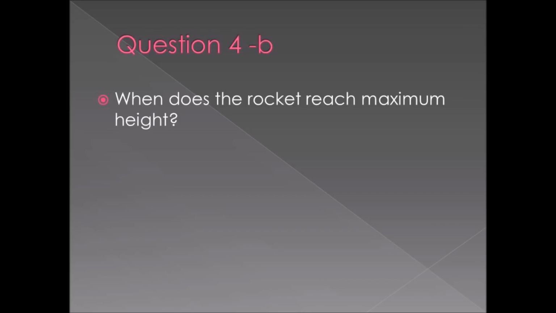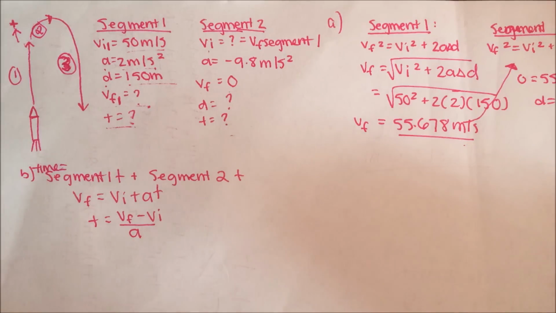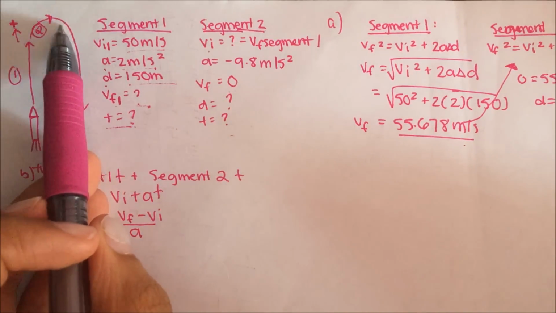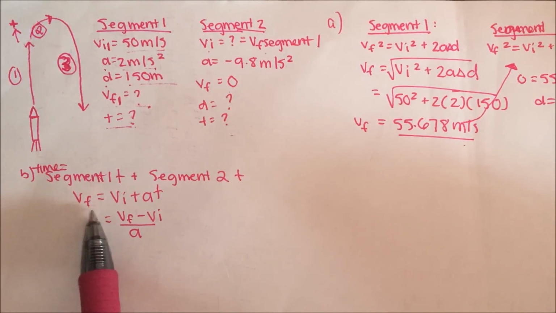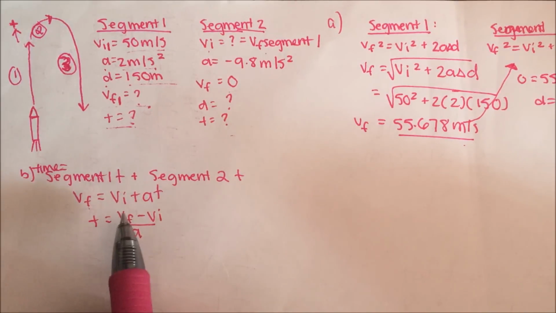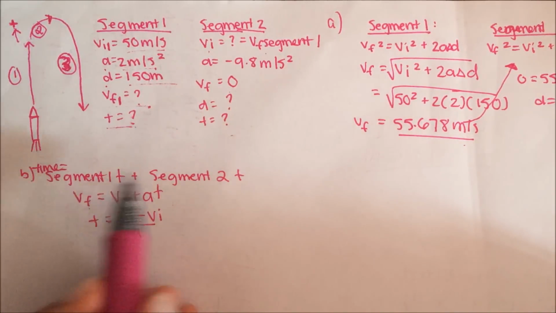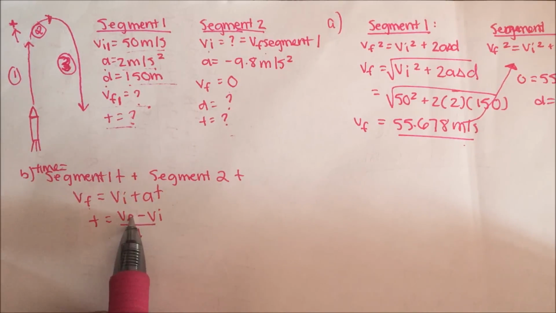Part B. When does the rocket reach maximum height? So the time for it to reach its maximum height is going to be the time it takes for segment 1 plus the time it's going to take for segment 2. So we're going to use this equation. The final velocity is the initial velocity plus acceleration times time, because we know everything else except for the time for both segments. So time is the final velocity minus the initial velocity divided by acceleration.